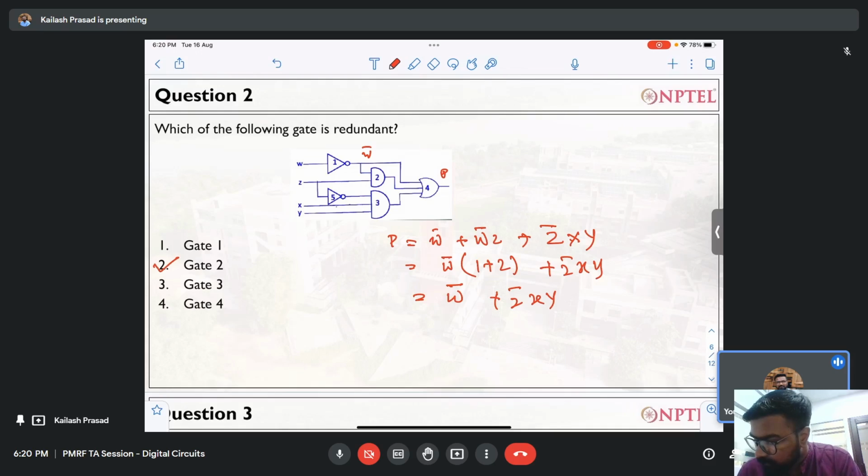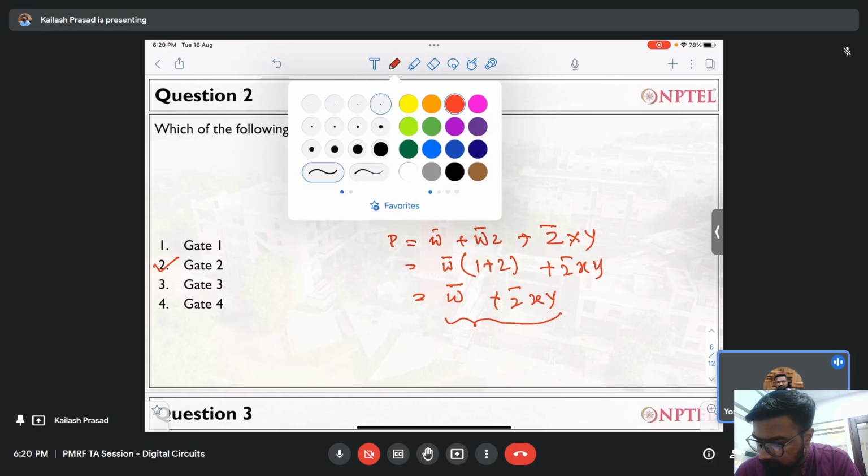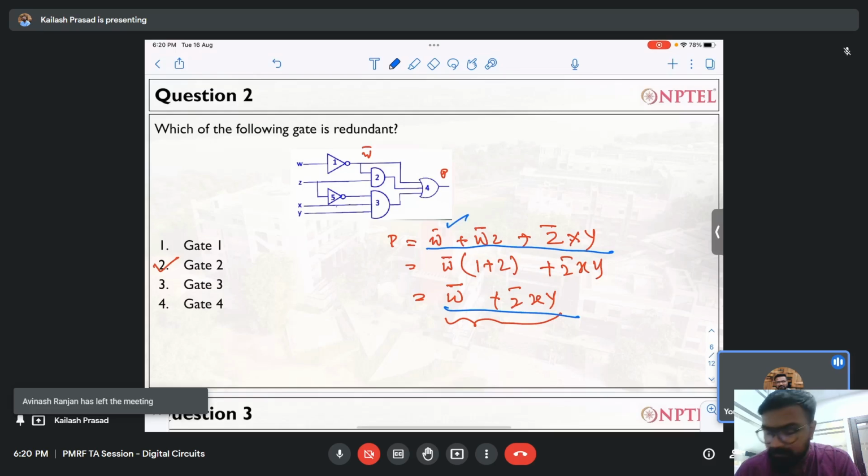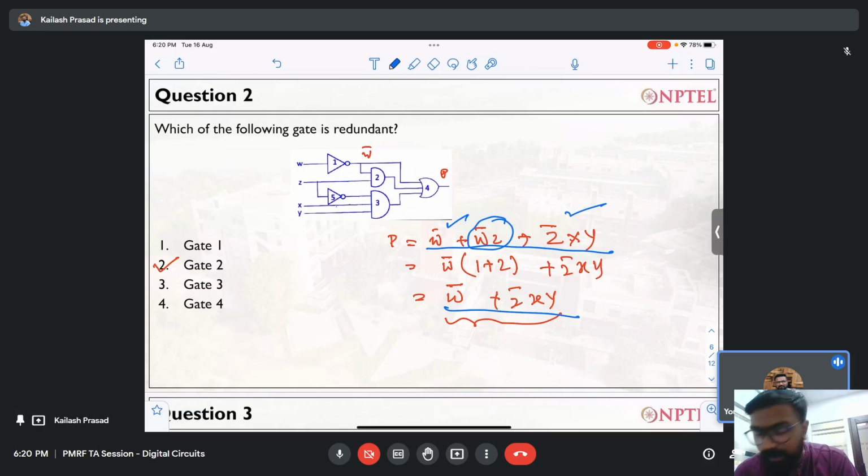Now, this expression you are getting, if you compare it with the original, the first term remains, the third term remains, and the second term has been removed. It means we don't actually require the second term. Now the question is, which gate, or which combination of gates, is generating this second term?